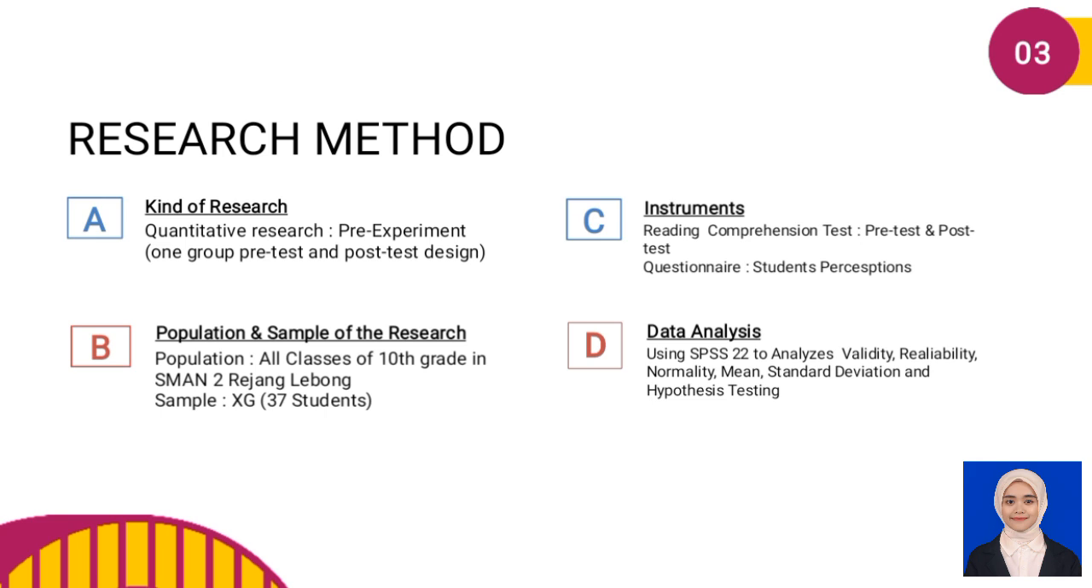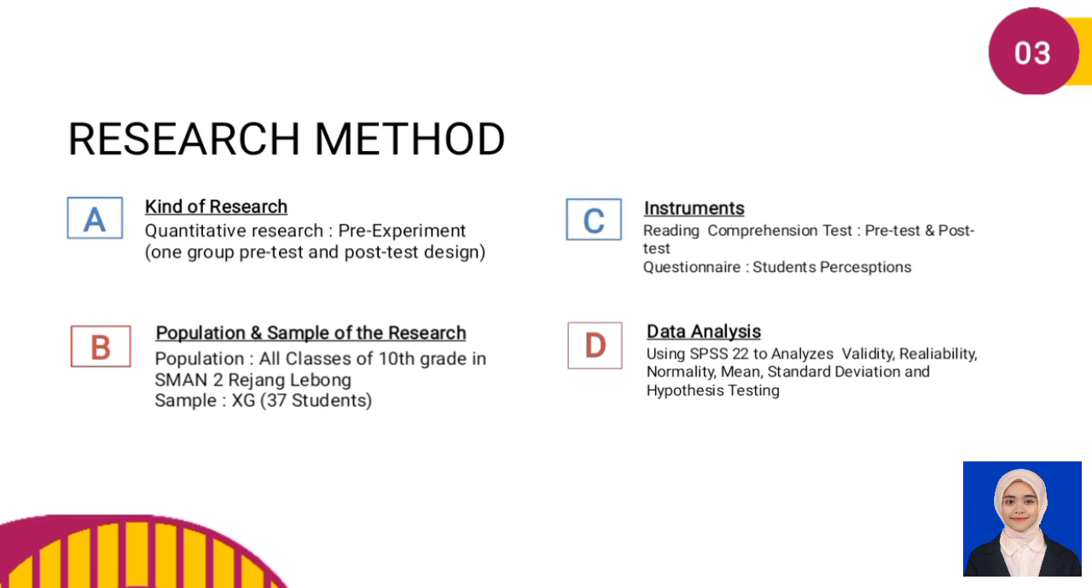Second one is the population and sample of the research. For the population in this research, there are all classes of 10th grade in Senior High School Number 2 Rejang Lebong. And for the sample of the research, this sample is according to homogeneity sampling, which is class 10G that consists of 37 students.